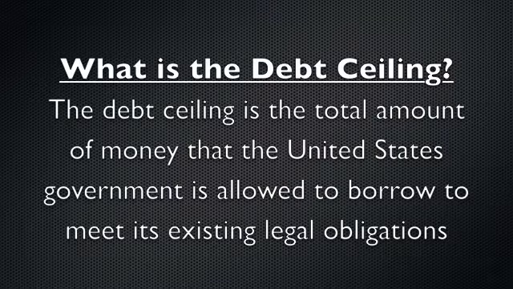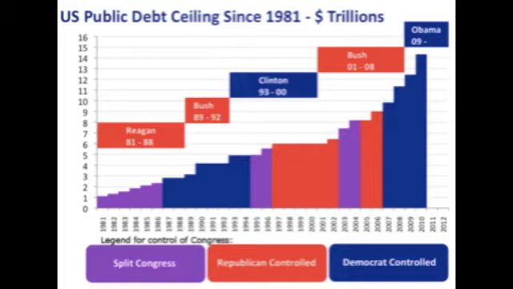What is the debt ceiling? The debt ceiling is the total amount of money that the United States government is allowed to borrow to meet its existing legal obligations. Here we have the U.S. public debt ceiling since 1981 in trillions of dollars. This chart shows the presidents during this time and who controlled the Congress.